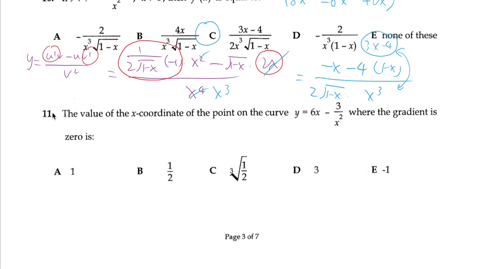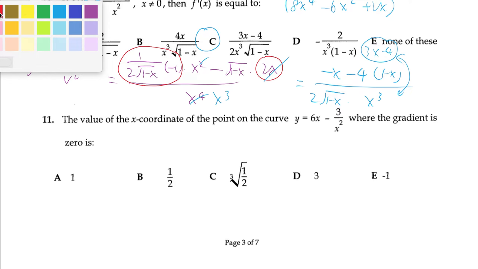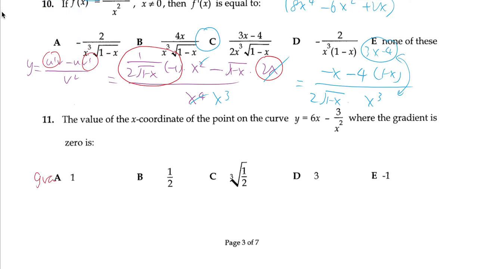Question 11. The value of the x coordinate on the curve where y equals so-and-so, where the gradient is 0. You want the gradient to be 0. The gradient is your slope, dy over dx. So you just need to find the gradient.